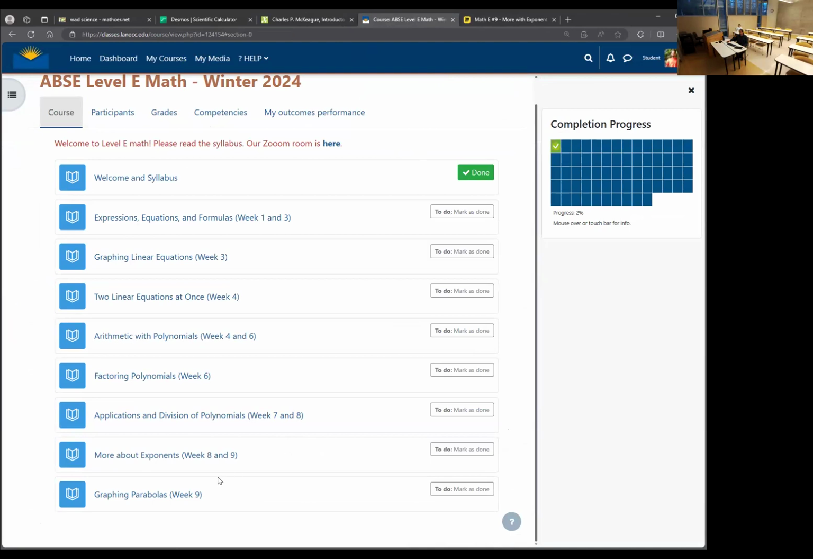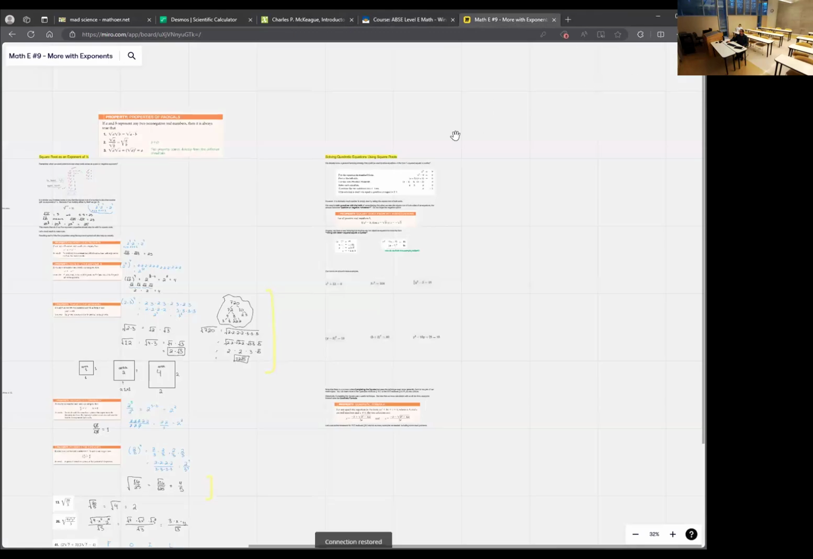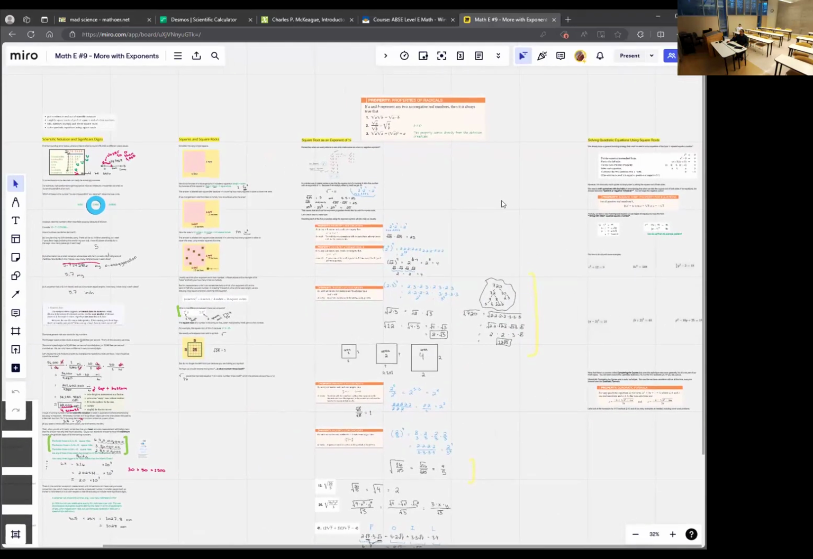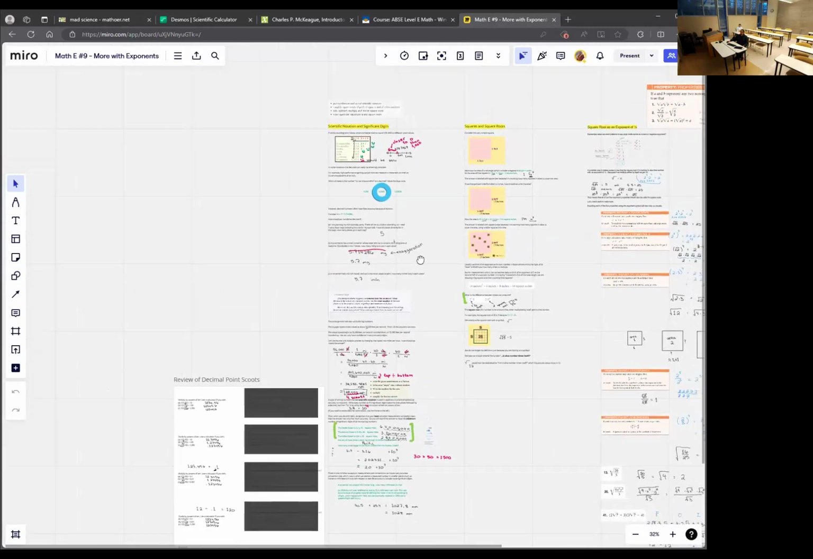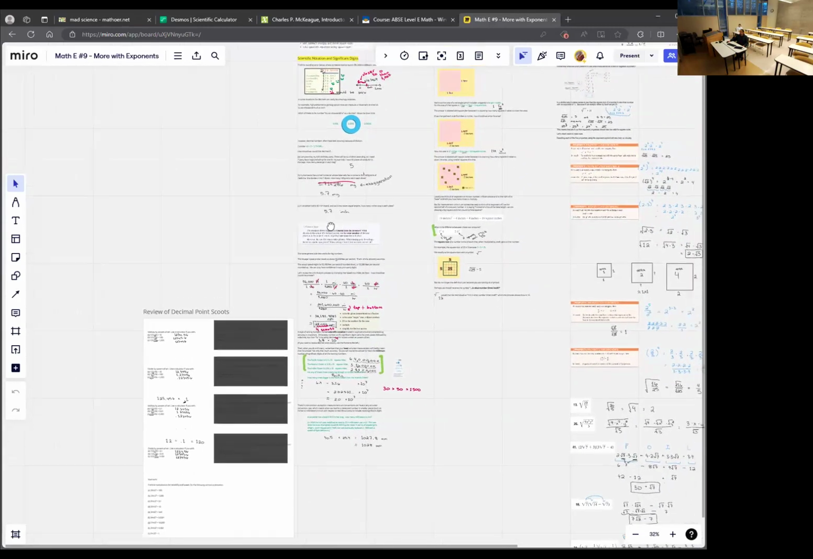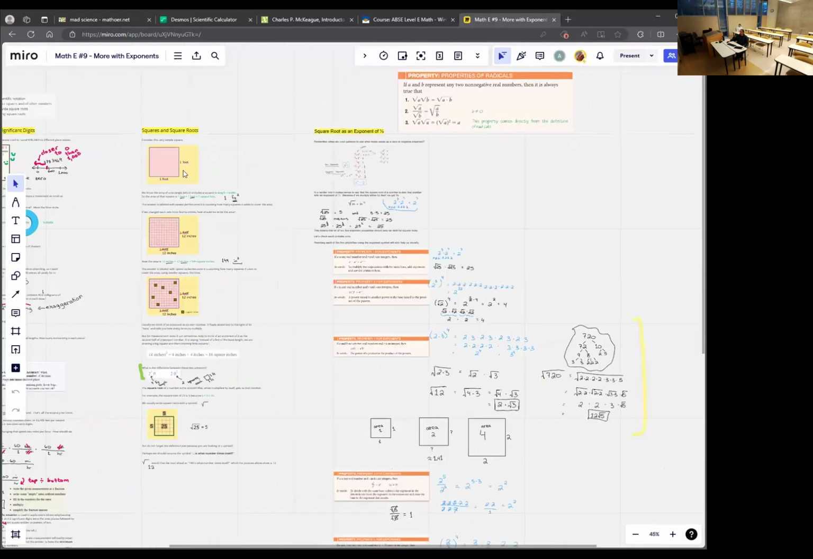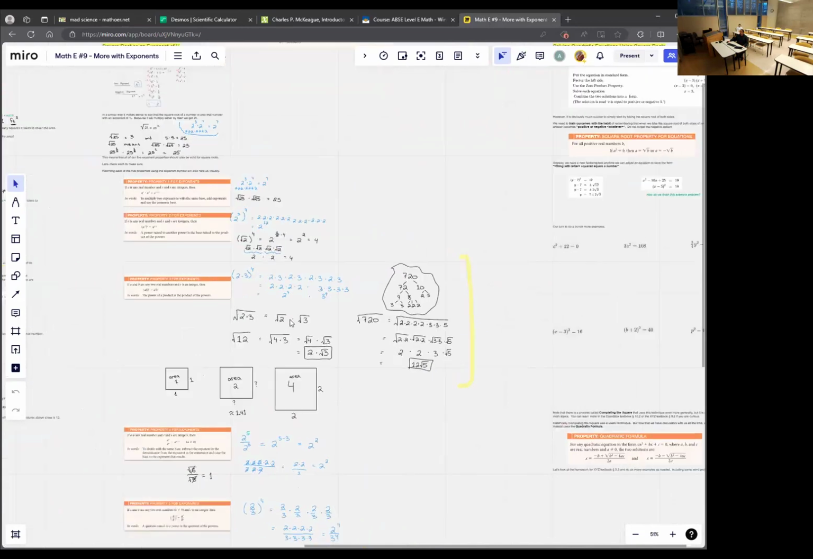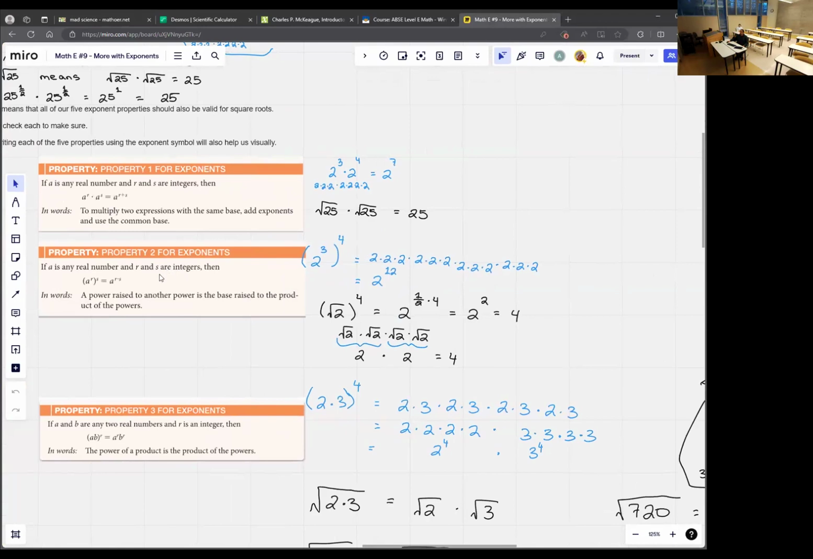Okay, so more about exponents, where we left off. I will remember this time to put the link in the chat, so no one has to go to Moodle. We had done a bunch of stuff over here about what scientific notation is, reviewing decimal point scoots, what squares and square roots are, and how math with exponents works. Some of these were really boring, but the important one was this second property, that when you have an exponent to an exponent, they multiply.